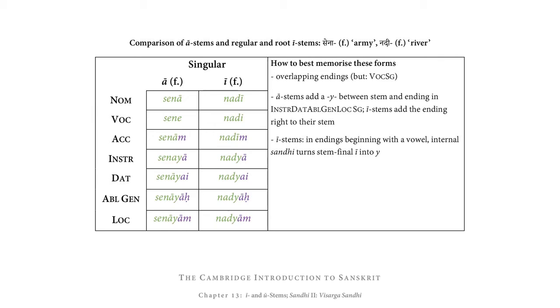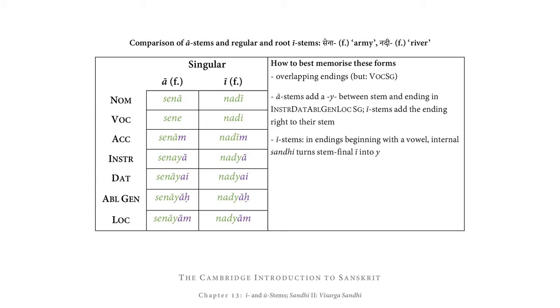But then when we come to the accusative Senam, Nadim, you see that these are formed exactly in parallel. Namely, you take the stem and then you add an M to give you Sena plus M, Senam, Nadi plus M, Nadim. Then with the rest of these cases, instrumental, dative, ablative, genitive, locative, you can see that we actually have the same endings, namely A, ai, ah, ah, and am.